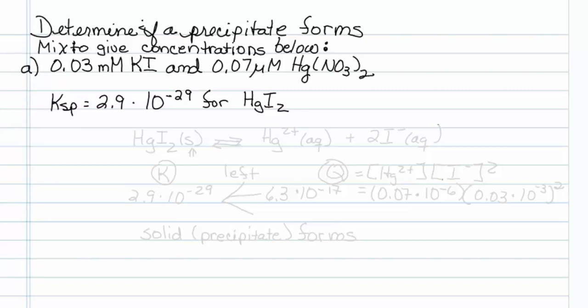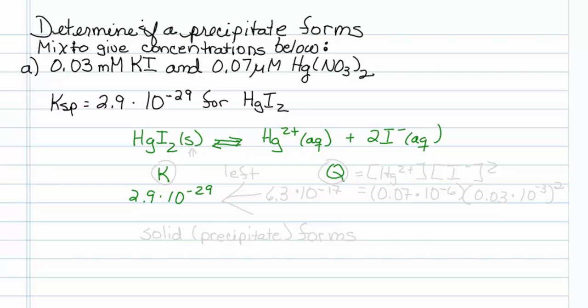All right. First, let me just write out the reaction that's going to occur. What we're doing is evaluating the solubility of mercury iodide, essentially. And if it dissolves, we have mercury 2+ and 2 iodide minuses, and that's in equilibrium. This is a situation where we should compare Q to K. We know K's value. K is 2.9 times 10 to the minus 29.